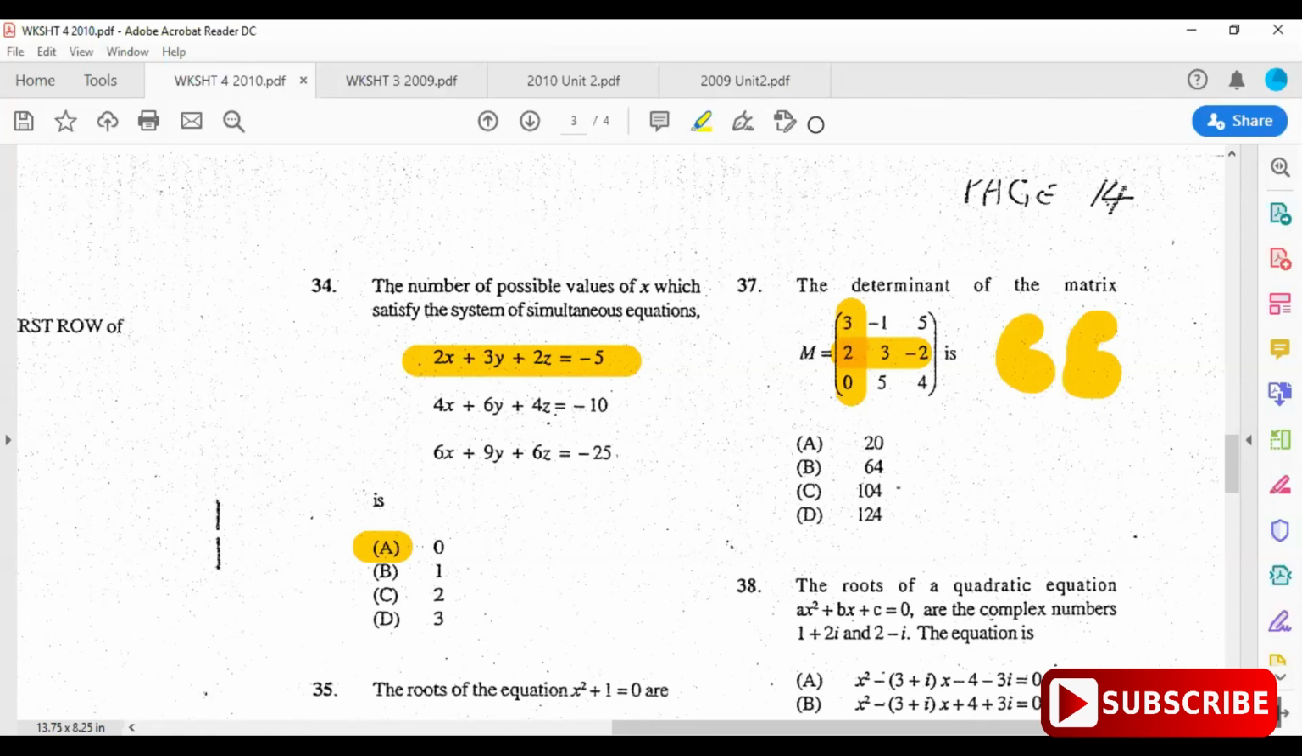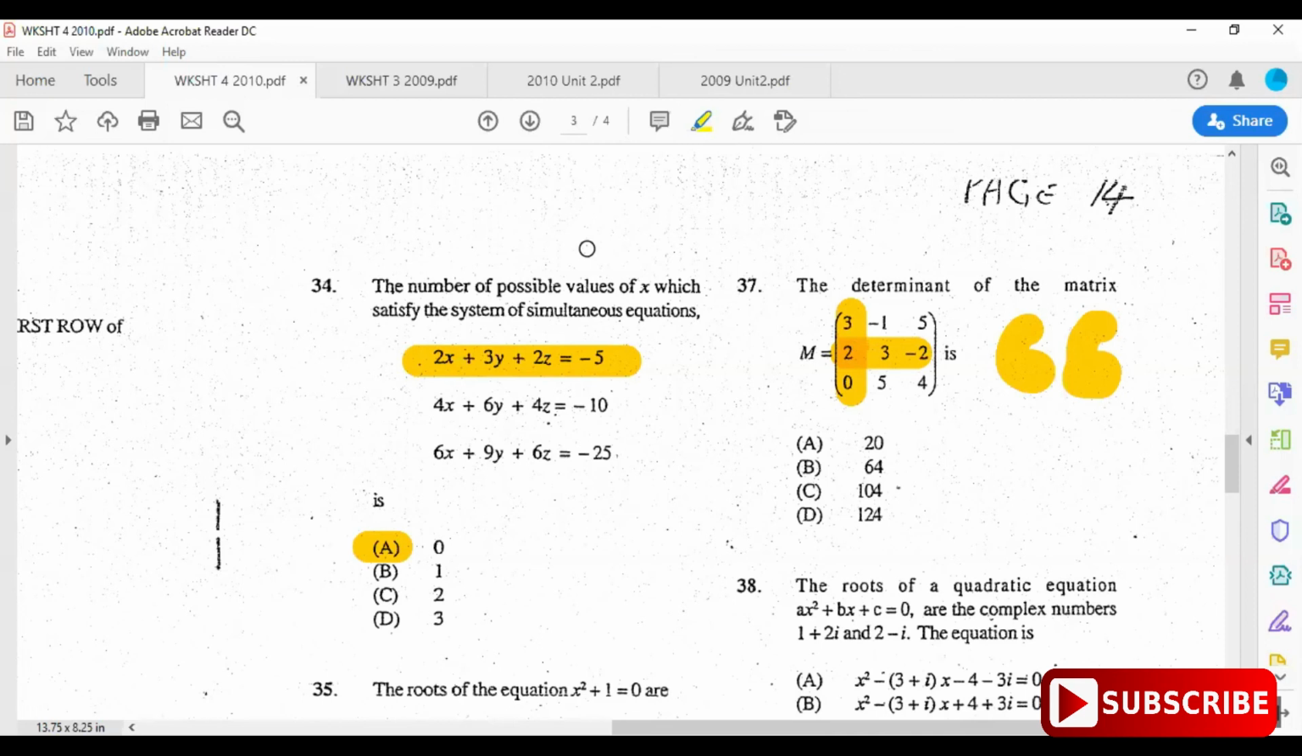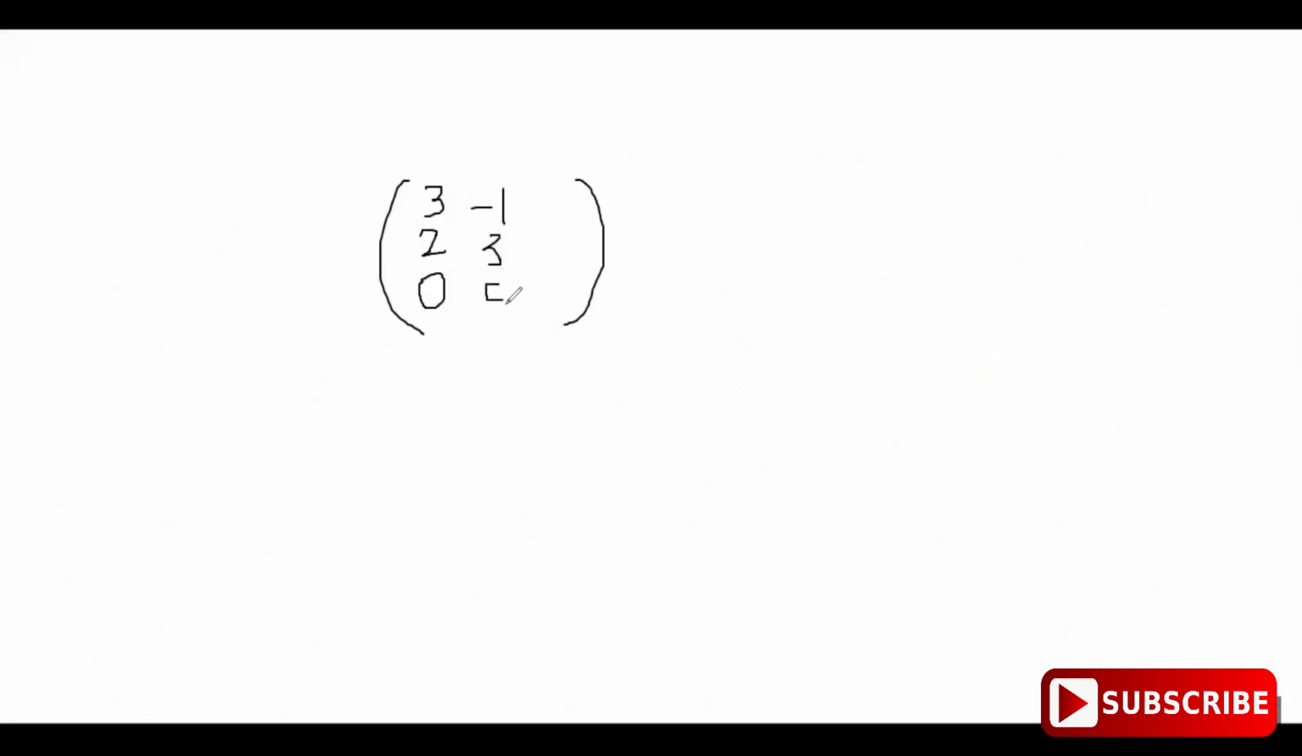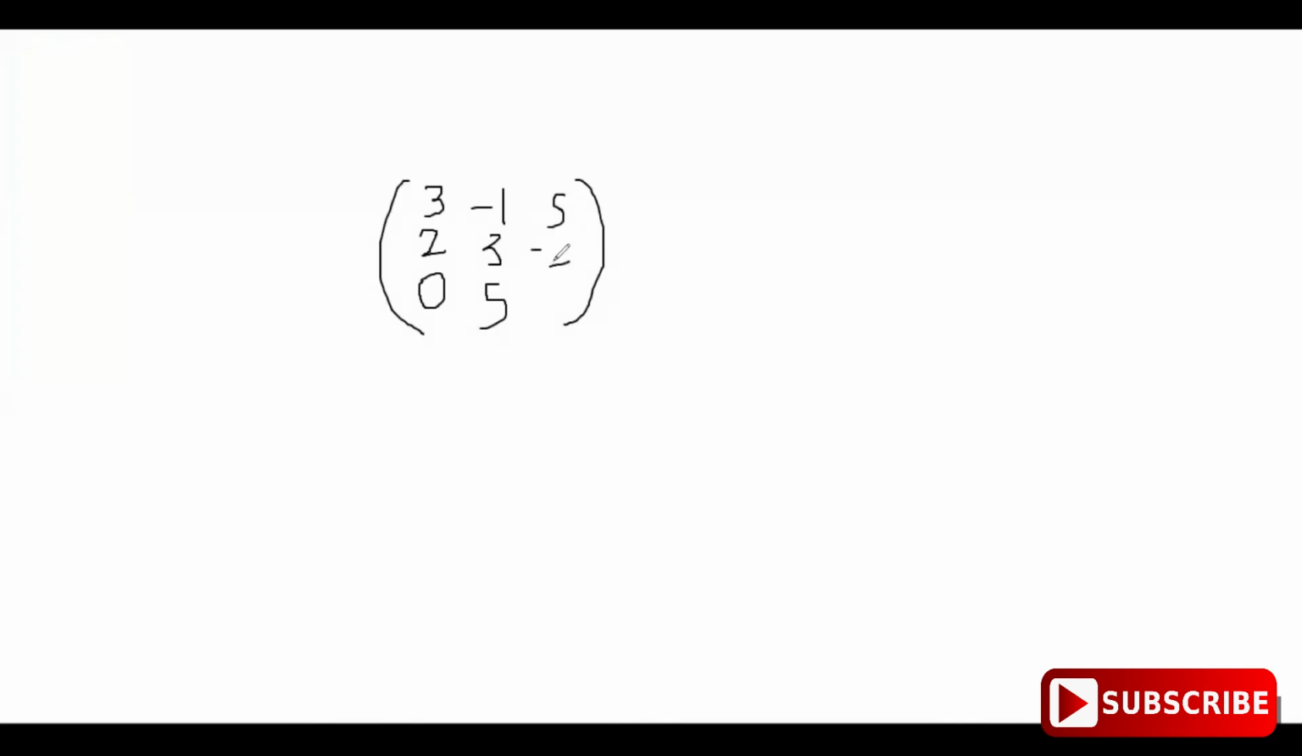So we have 320, minus 135, and then the last column is 5, negative 2, 4. So the determinant of this matrix, let's call it M, all right, the determinant will be 3 times 3, negative 2, 5, and 4.